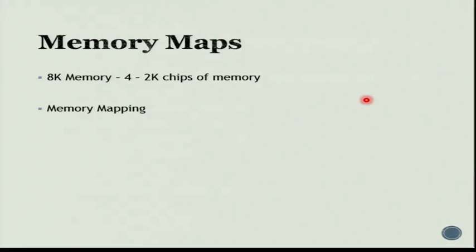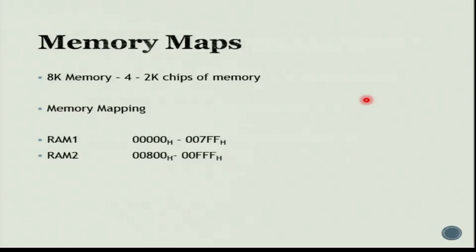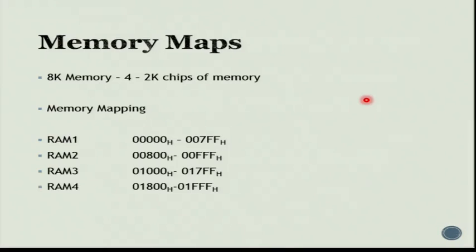How many addresses you have to give depends upon the size of the chip. It is going to be a 2K chip, so you have to give 2K of addresses to each chip. RAM 1 here is going to get the first 2K of addresses. The second 2K address block, that is 0800 to 0FFF, is given to RAM 2. The next 2K block is given to RAM 3. The final 2K block is going to be given to RAM 4. You can see that only 8K of memory is there. So you have memory starting from address 000 to 01FFF. The only thing is it's distributed between the 4 RAM chips.